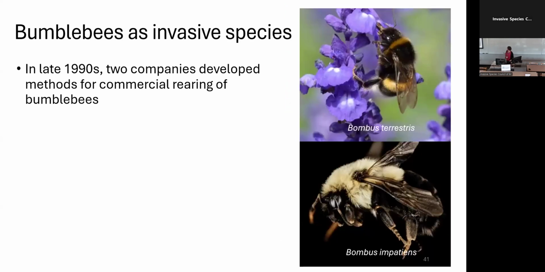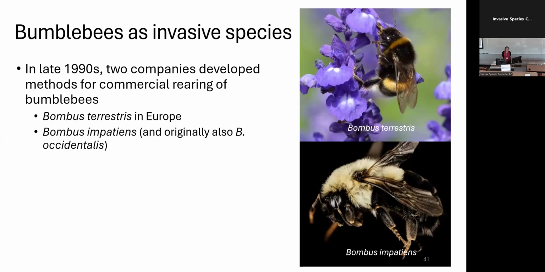But bumblebees are also an agricultural tool and an invasive species. So in the 1990s, two companies developed methods for commercial rearing of bumblebees. In Europe, Bombus terrestris is the primary bee that's used. And in North America, we have Bombus impatiens and originally also a Western bumblebee species called Bombus occidentalis.